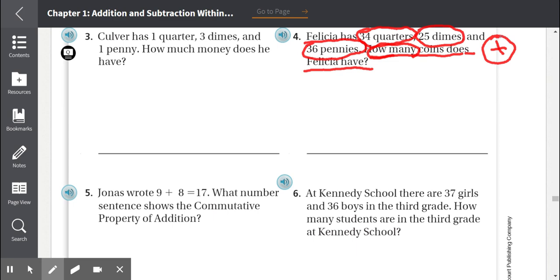So it was 34 quarters. We're counting the coins. 34 quarters, 25 dimes, and 36 pennies. So let's add the ones place. So we can add 6 plus 4. 6 plus 4 plus 6 equals 16. 10 plus this 5 equals 15. We carry our 1. 1 plus 3 is 4. 4 plus 2 is 6. 6 plus 3 is 9.